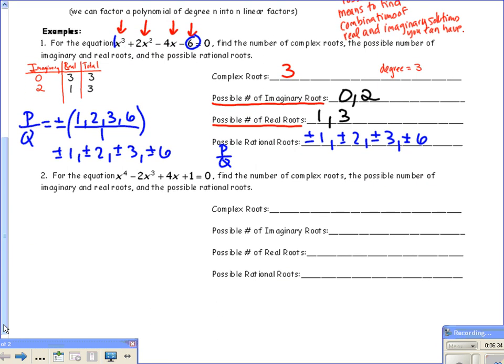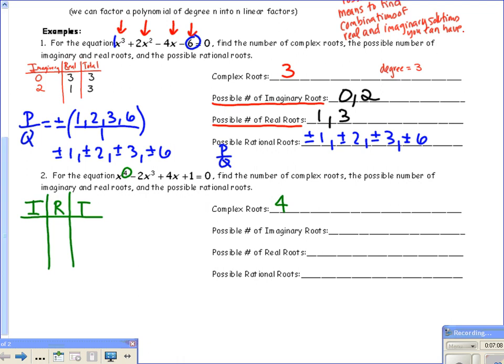So for this equation, again, we're doing the same thing. If I want to find the number of complex roots, I have to figure out the degree. Well, this is already in standard form, so the degree of this equation is, in this case, 4. So then I know that this equation has to have 4 answers or 4 complex roots, whether they're real or imaginary. Now it says to find the possible number of imaginary roots and real roots. So I'm going to make my table I, R, T.